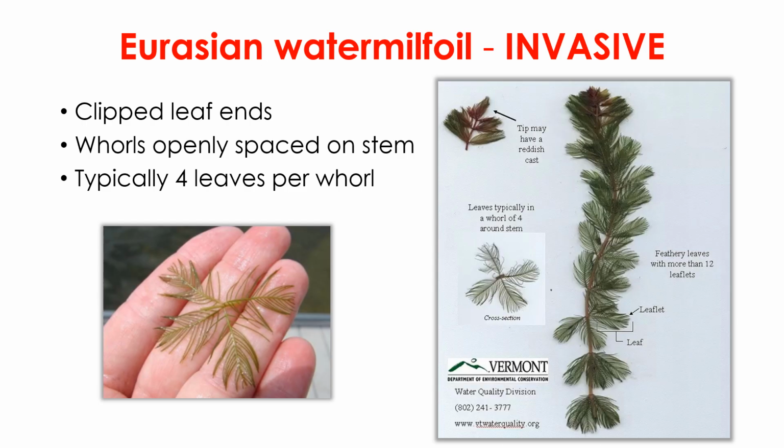For Eurasian water milfoil, the clipped leaf end is the most distinctive feature. You can see it very well in the left picture. It's like someone took scissors and cut a flat line across the tips of the leaves. Also, the whorls in Eurasian are spaced out along the stem. Sometimes they're spaced out considerably farther than the picture on the right here shows. There'll be long spaces of the stem where there's no leaves attached, so keep an eye out for that.